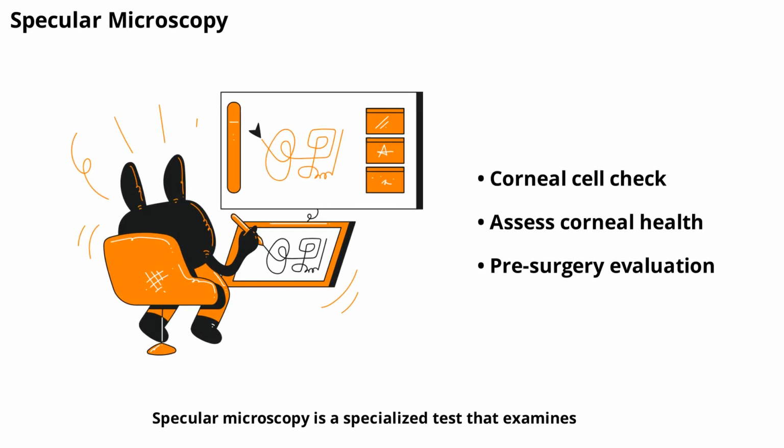Specular microscopy is a specialized test that examines the cells on the back surface of your cornea. While not always part of routine cataract diagnosis, it may be used if there are concerns about corneal health, especially before surgery. Healthy corneal cells are important for clear vision after cataract removal.